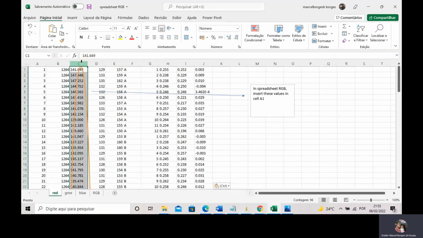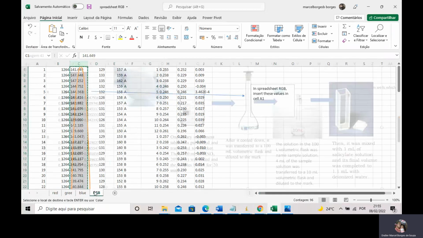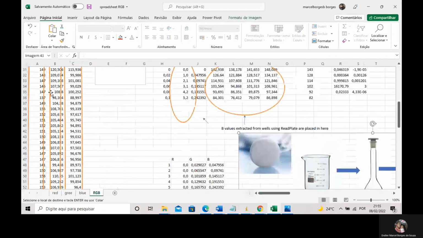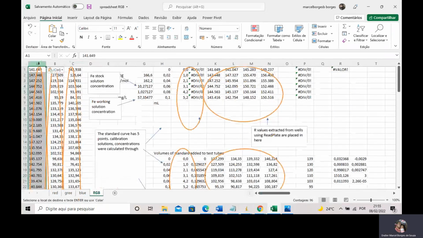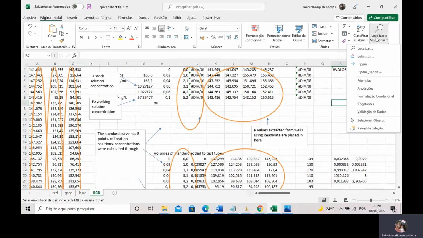Now we are going to select the average red values, and we are going to insert these values in here. I am using a Portuguese version of Microsoft Excel, and in Brazil we use commas instead of points. So in this case, I have to change the points to commas. But if you are in the United States, you don't need to do it.